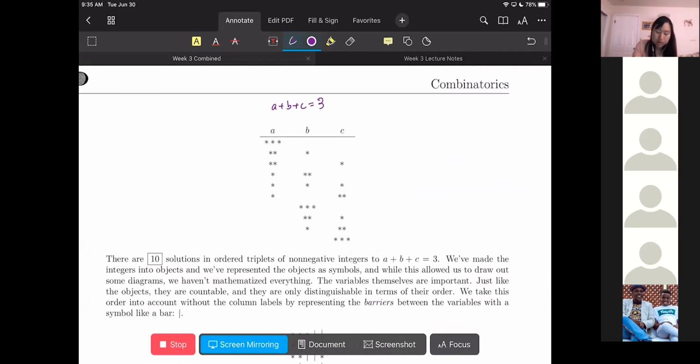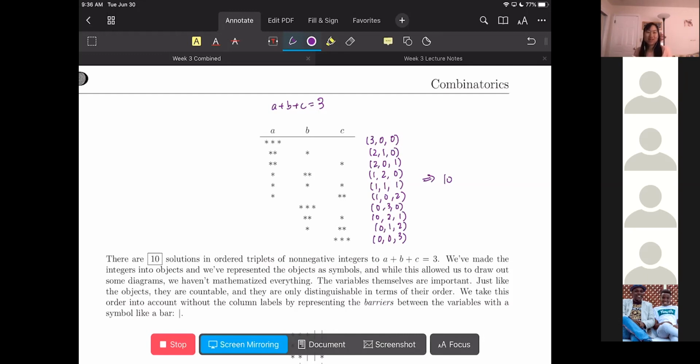So if we draw all the stars, these are all the solutions. I'll write them out just so we can be clear. So here we have 3, 0, 0; 2, 1, 0; 2, 0, 1; 1, 2, 0; 1, 1, 1; 1, 0, 2; 0, 3, 0; 0, 2, 1; 0, 1, 2; and 0, 0, 3. So if we count all of these, we see there's 10 solutions. But it's definitely getting harder to write them out, right?